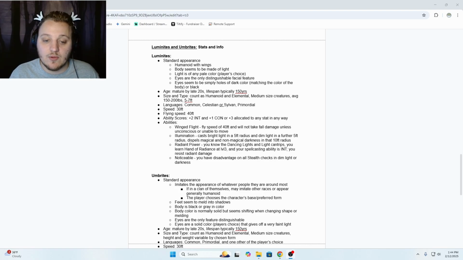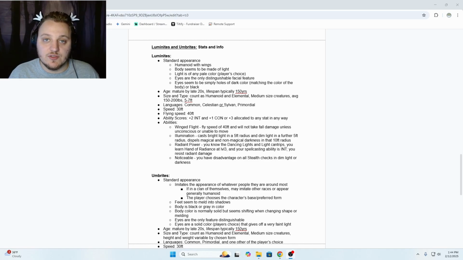They have Radiant Power. This means you know the dancing lights and light cantrips. You learn Hand of Radiance at level 3, and your spellcasting ability is Intelligence. You are also resistant to radiant damage. And their final ability is Noticeable. This means you have disadvantage on all stealth checks in dim light or darkness.